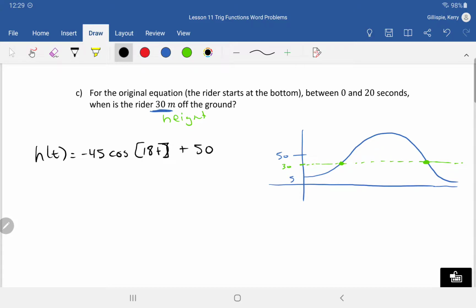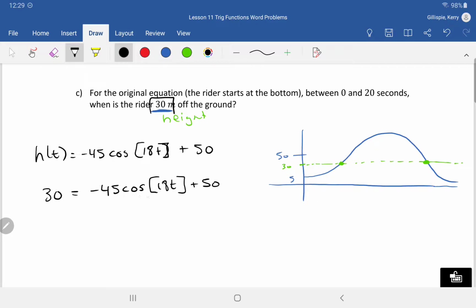So that was the equation. We're going to take 30. Because it's height, we're going to sub it in for the entire h at t, so the entire left side. Now, this is our first time solving trig equations. It's more of something you do in grade 12, so you will see this a lot next year, but it's a little bit incorporated into word problems in grade 11.